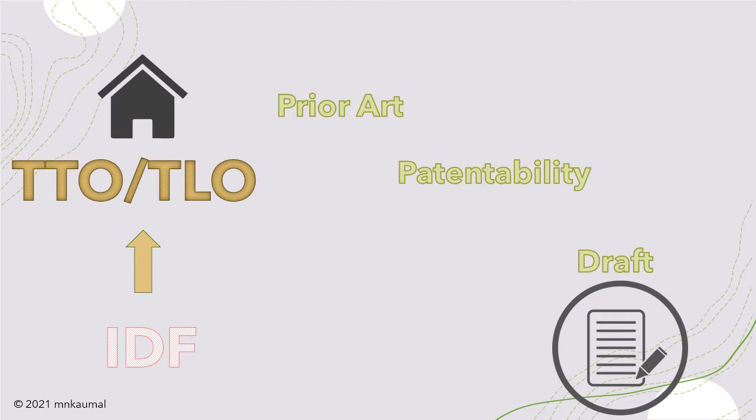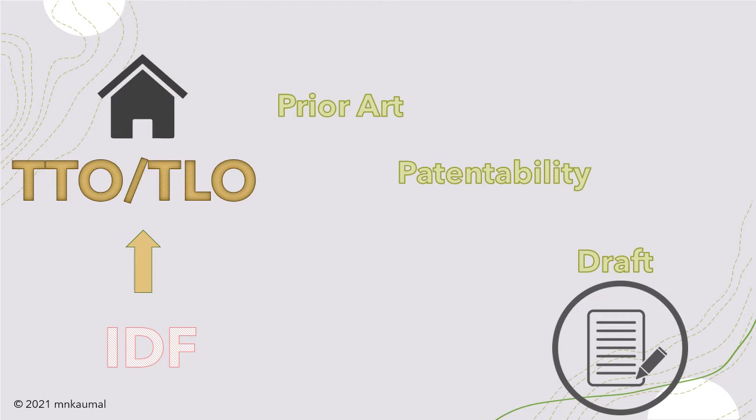They look at whether the invention you described in the IDF was reported previously or not. If not, they're happy with the first step, then they'll ask for more information. With the more information, the TTO, or Technology Transfer Office, conducts a patentability search. They look at all these criteria we discussed earlier: the innovative step, the utility, and other information. If they are happy, then we can go for the next step, the drafting.